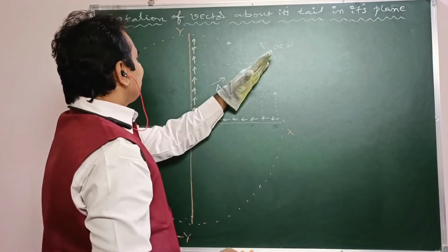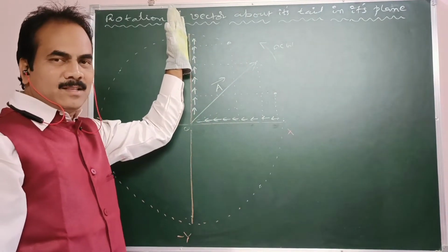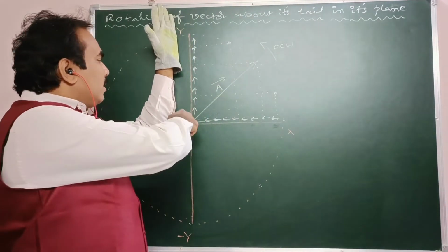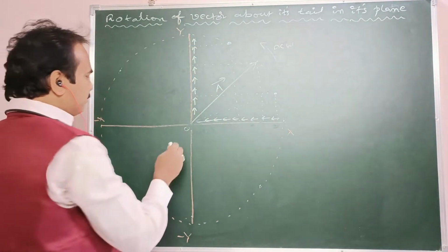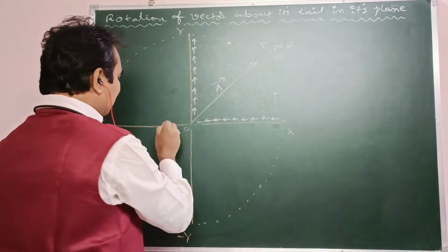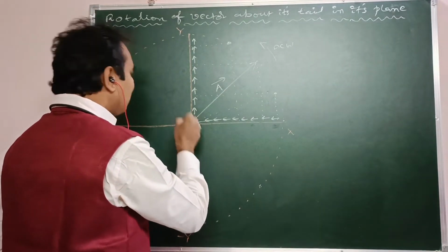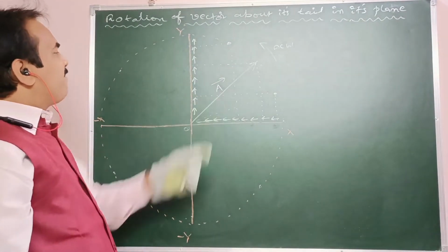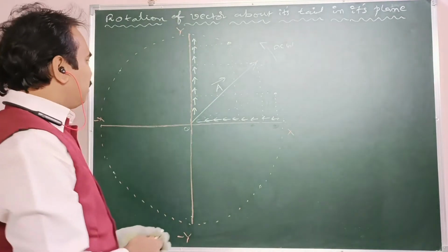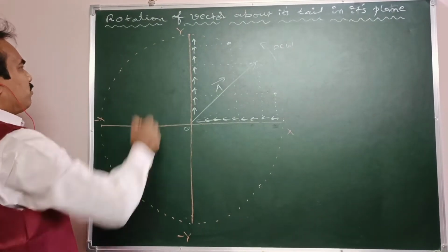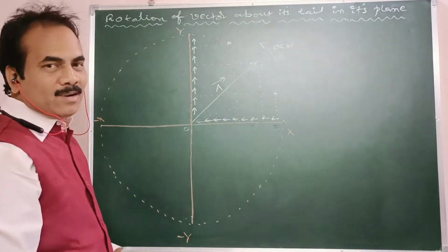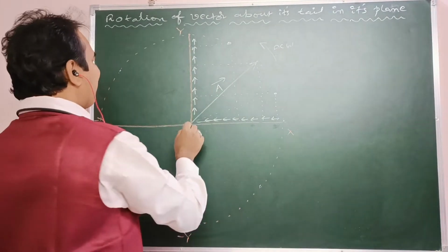When this vector aligns with the positive y axis, it has only a y coordinate. What about the x coordinate? 0. Okay, x coordinate 0. Now the same vector enters the second quadrant, that is the negative x and positive y plane. What happens? The same vector lies like that.